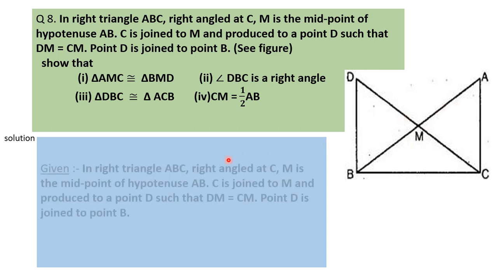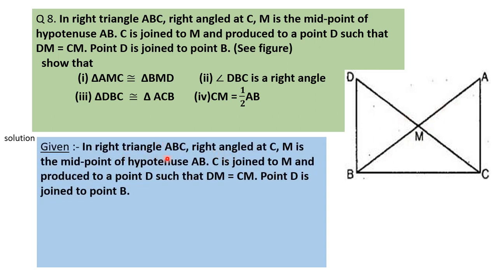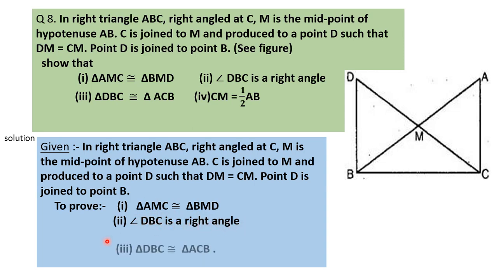So first we have to write the given conditions. In the given triangle ABC, right angle at C. M is the midpoint of the hypotenuse AB. C is joined to M and produced to a point D such that DM is equal to CM, and point D is joined to the point B. Now we have to prove, first, triangle AMC is congruent to triangle BMD. Second point, angle DBC is a right angle. Third point, triangle DBC is congruent to triangle ACB. And fourth point, CM is equal to half of AB. So let's start.